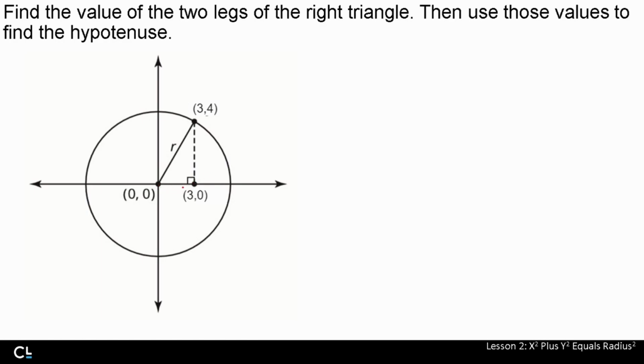For our first leg, it's a horizontal leg. So we start at 0, 0, and then we go to 3, 0. So what's the difference between these two? It's 3. And it's easy because it's perfectly horizontal. So we could just use our coordinates to find out the length.